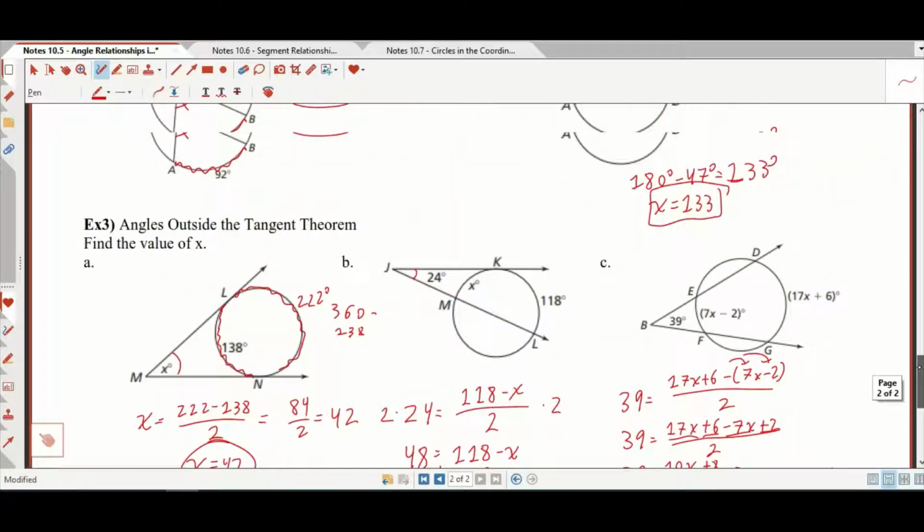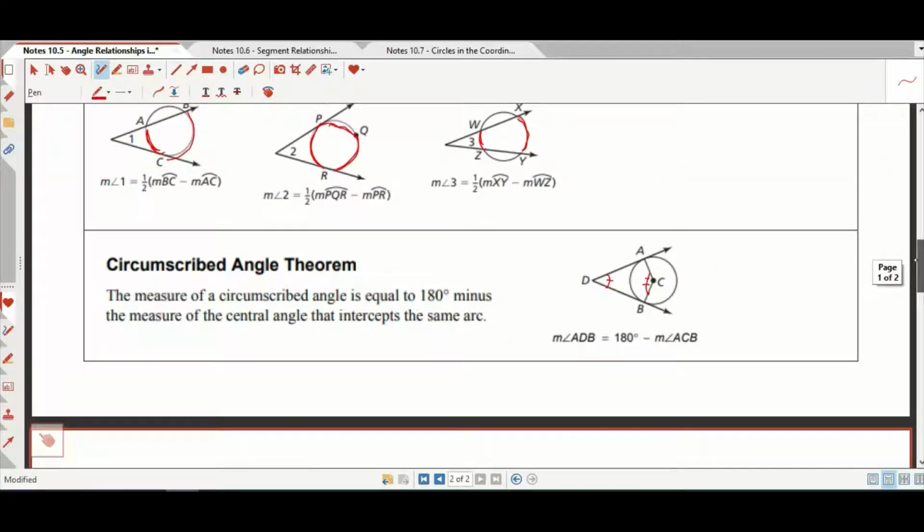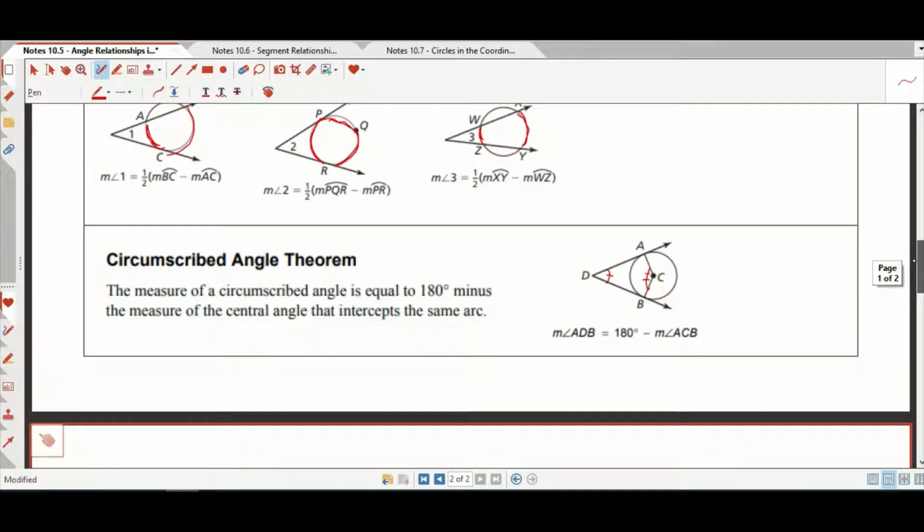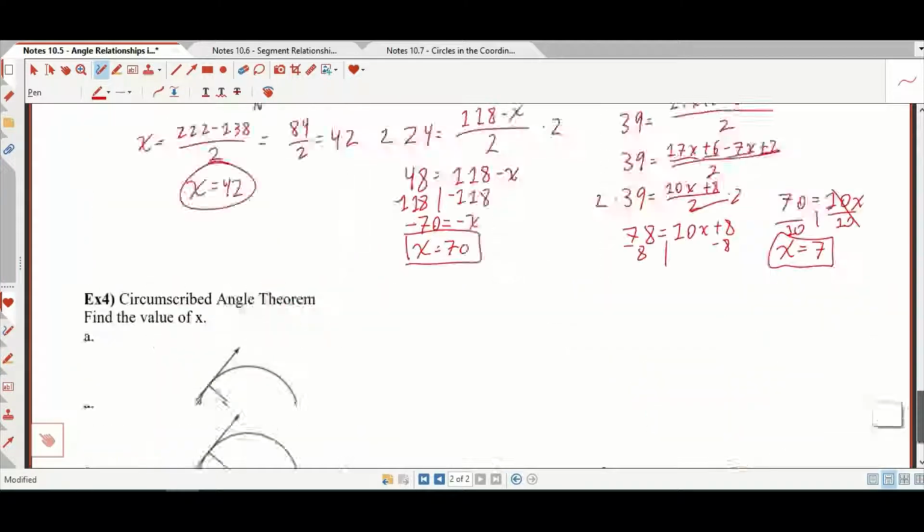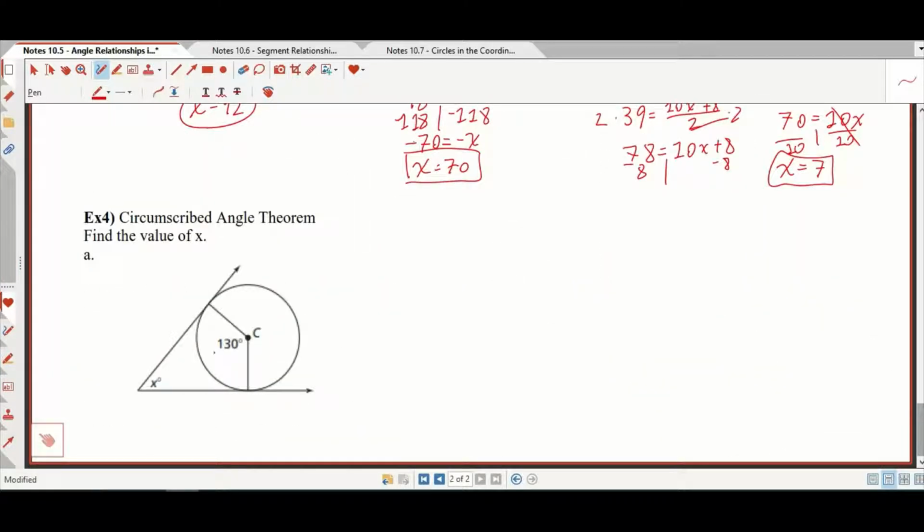So let's make sure we look at that theorem really quick. We don't forget it. The measure of a circumscribed angle is equal to 180 minus the measure of the central angle that intercepts the same arc. So that is to say, these two angles, 130 degrees and x degrees, are supplementary.